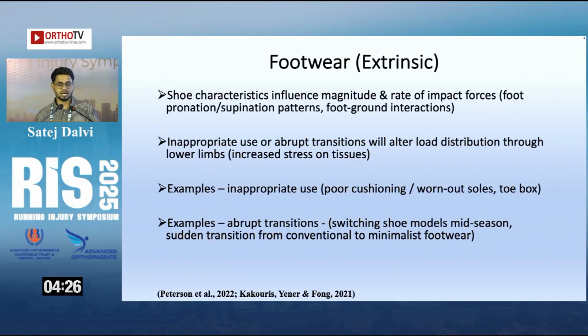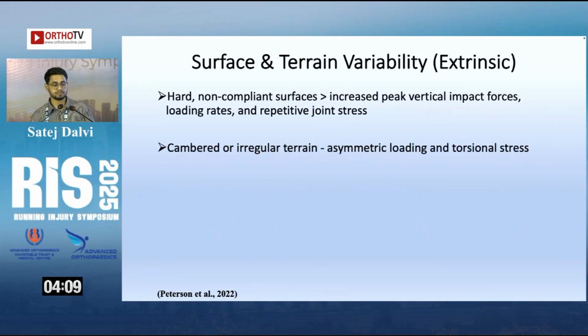Abrupt transitions are something you'll see in the average amateur runner: they just find some new shoe model and bring it in mid-season. That's a big no. Or if someone just decides one fine day to transition from a conventional to a minimalistic shoe, that will change the forces going to the joints.